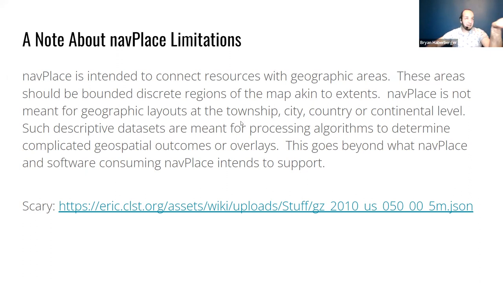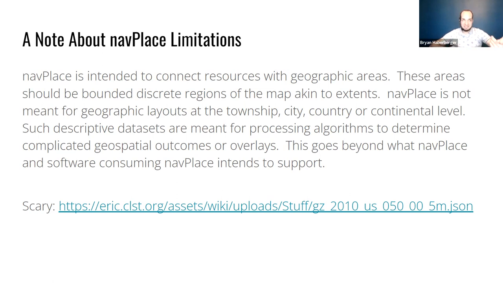What you see on screen is not what I just talked about. It's a limitation that says NavPlace is intended to connect resources with areas. The areas should be bounded discrete things like those boxes you saw, or dots. It shouldn't be outlines at the township, city, country, or continental level. Like, oh, I would just want to have all the streets in the US outlined. That goes beyond what we intend to support.